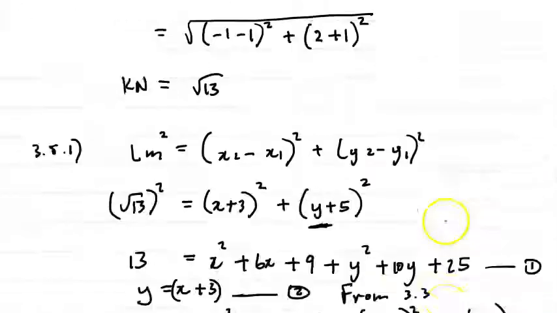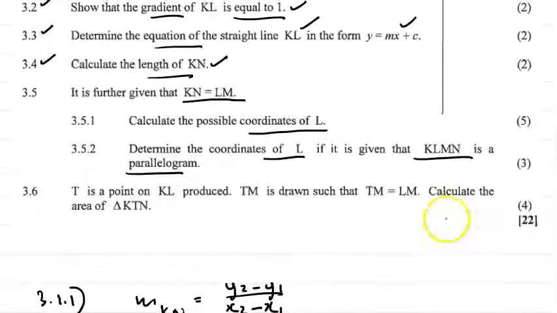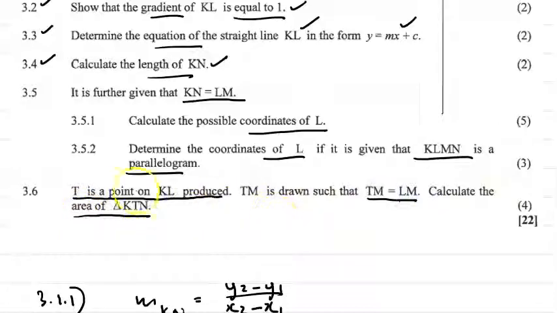Now let's look at the last question. The last question is, T is a point on KL produced. TM is drawn such that TM is equal to LM. Calculate the area of triangle KTN. Now when they say that a particular point on KL is produced, it means that first of all, this point is going to lie on KL, and produced means it's just going to go a little bit past a particular point.